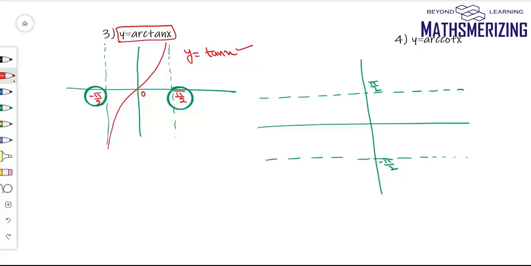Now I'll mark corresponding points. When x is minus pi by 2, y is minus infinity. So that means when x is minus infinity, y will be minus pi by 2. Here this point is when x is 0, y is 0, so at 0 the inverse function will also be 0. Now for this point, when x is pi by 2, y is plus infinity. So when x is plus infinity, y is plus pi by 2. So that is the graph of tan inverse of x.